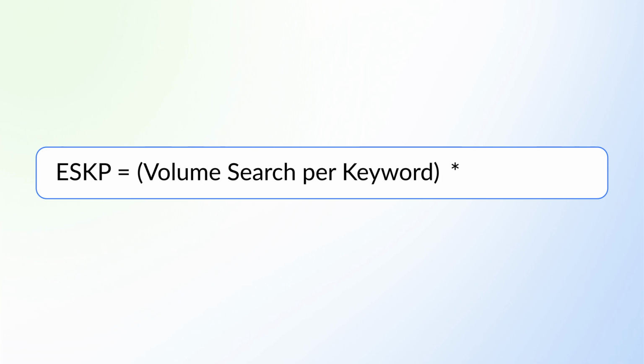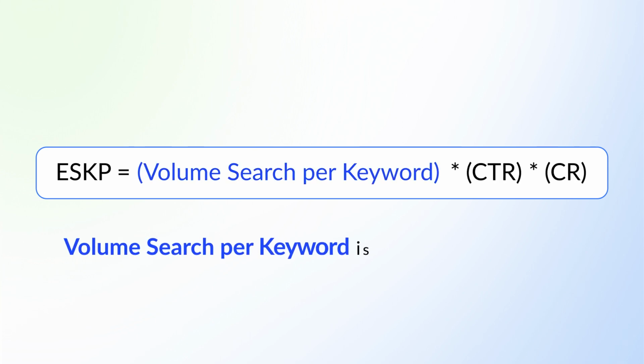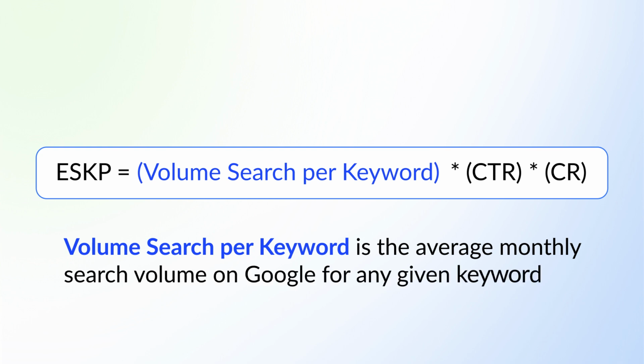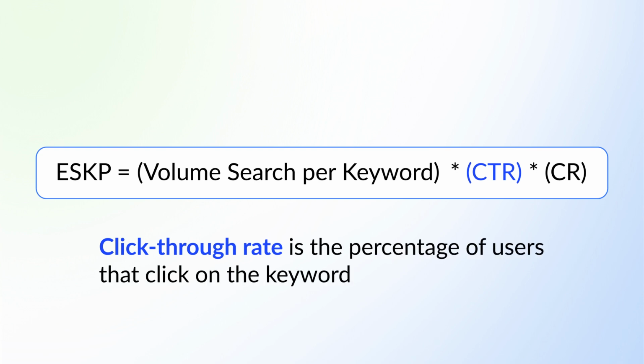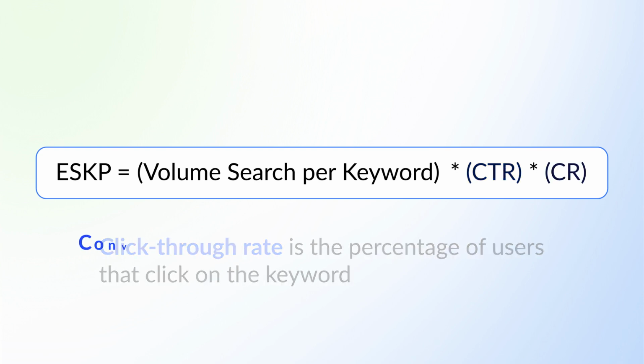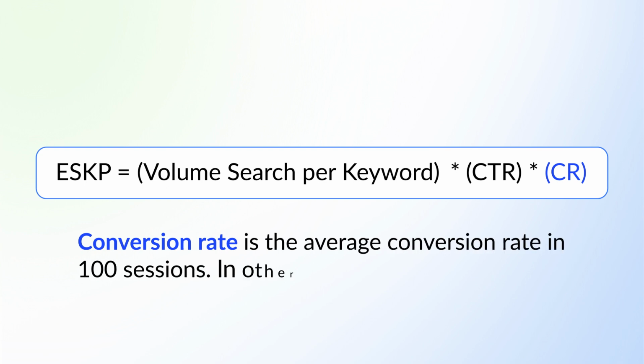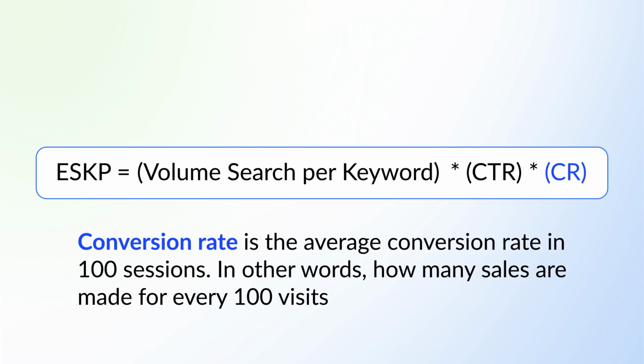This is the formula that calculates ESKP: ESKP equals volume search per keyword times click-through rate times conversion rate. Volume search per keyword is the average monthly search volume on Google for any given keyword. CTR, or click-through rate, is the percentage of users that click on the keyword. CR, or conversion rate, is the average conversion rate in 100 sessions. In other words, how many sales are made for every 100 visits.